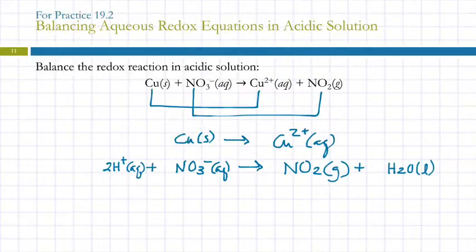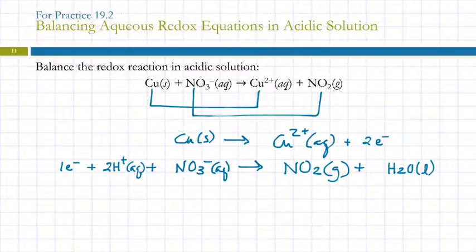Balance for mass. Then balance for charge. So here I've got 0 on this side, I've got +2 on that side. So I need to add 2 electrons. Down here, nothing has charges over there, so that's 0. I've got +2 and -1. So those add together to be +1. So I only need 1 electron. Charges are balanced.